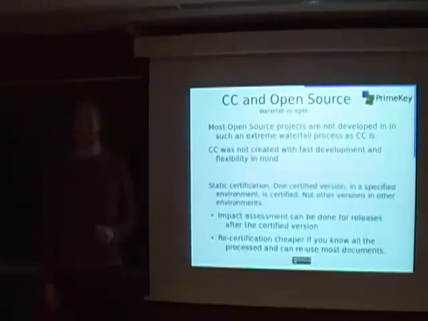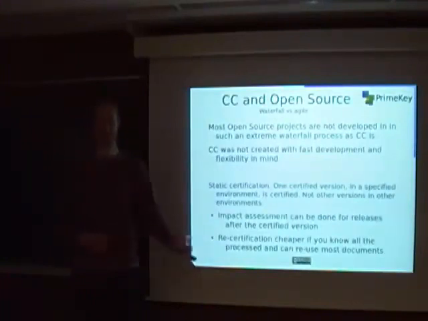The other thing that is kind of against open source about common criteria is that the common criteria process is, I would say, an extreme waterfall process. You document first and you implement later, and you have to have everything super documented. That's not so agile as most open source projects work today. So you can see that the common criteria process was invented some years ago. Common criteria was definitely not created with fast development and flexibility in mind. It's rather the other way around.